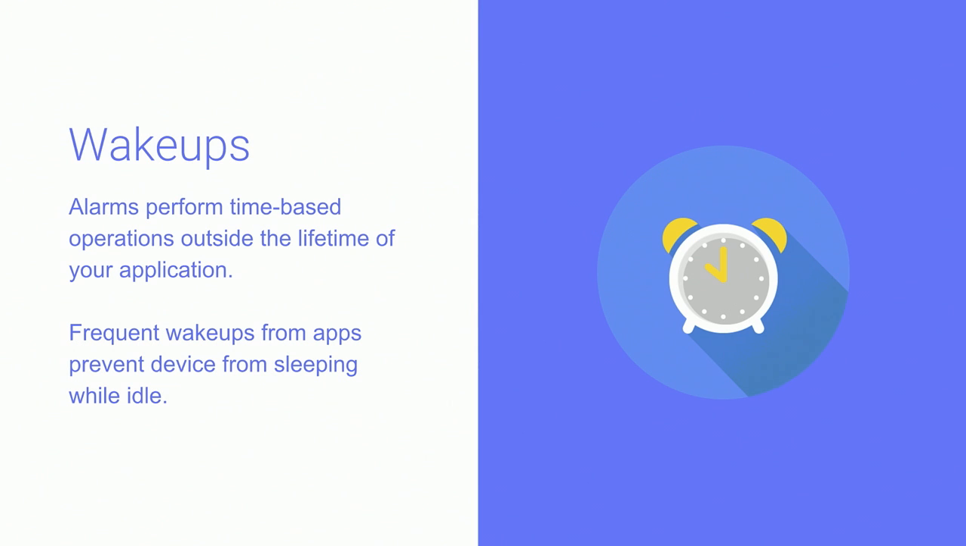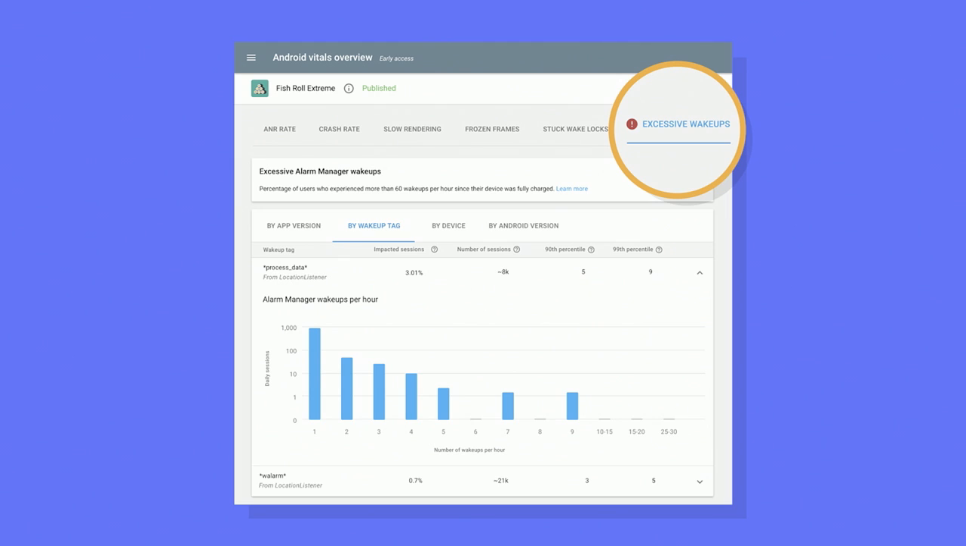Finally, the last metric that we're introducing is wake-ups. Wake-ups are when you are constantly waking up the device when the device is idle. So we flag your application when you wake the device up more than 10 times per hour, and you have a high percentage of users who are impacted by that. This is another tab within the console. We give you the wake-up tag names here as well, so you can figure out where the issue is.